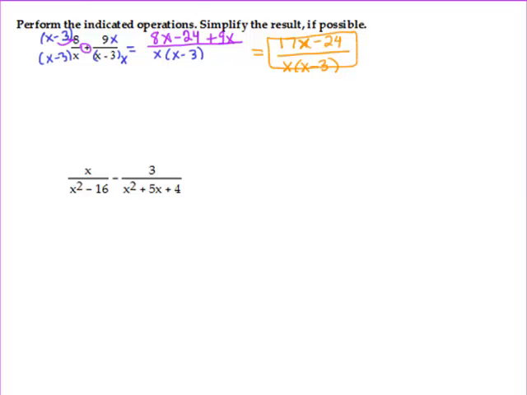That's a terrible looking box. Sorry. Can't factor the top, so that is our answer.